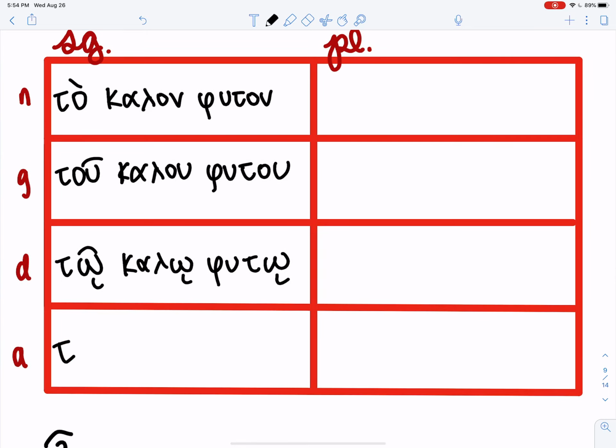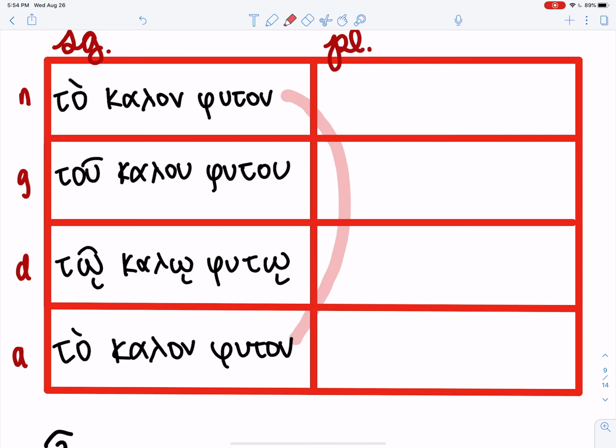Accusative, ta kalon futon. I know it can be pretty tempting to add that nu right there. I've definitely made that mistake before. You just have to make sure you catch yourself. Remind yourself that with neuter anythings, the nominative has to match the accusative. So if that helps you remember that for accusative, you can't put a nu on the end of that definite article, even though you're putting it on the end of your adjective and noun forms. Hopefully that helps. Whatever helps you, just try not to get tripped up by that.